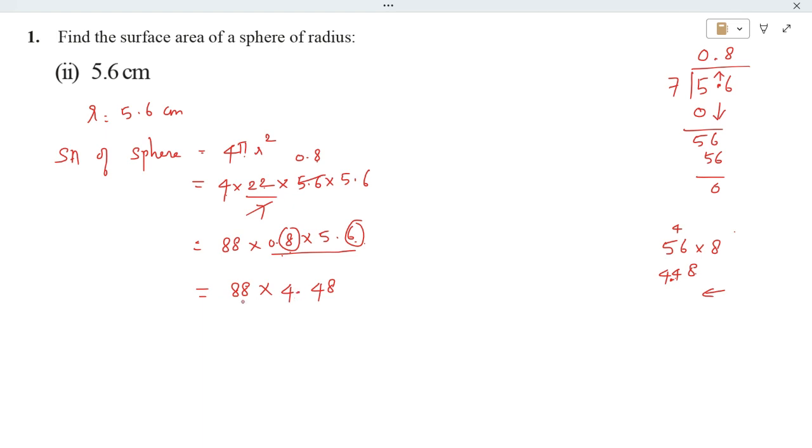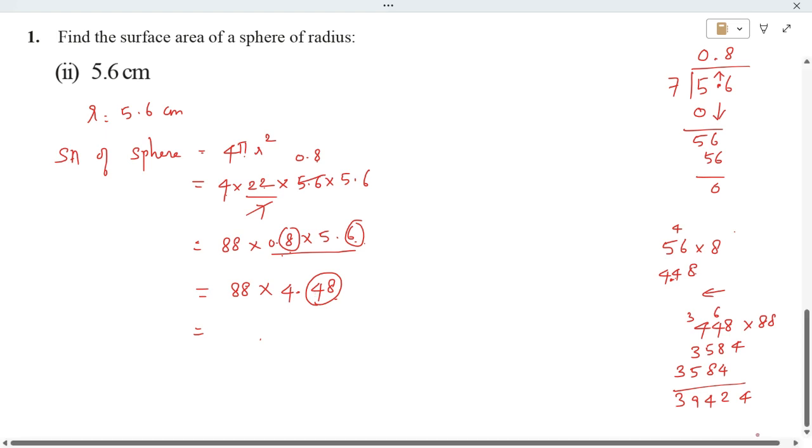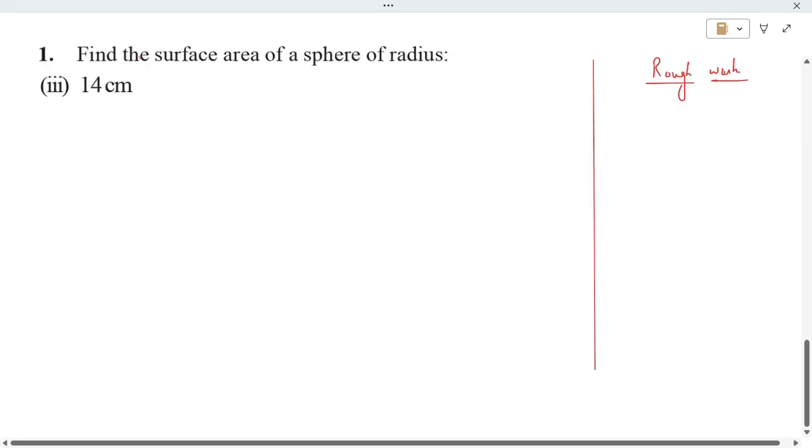Again, when I have to multiply 88 times 4.48, remove the decimal digits. So 448 times 88. So you're getting 39,424. Now count the decimal digits. There are two. So from right, count the two decimal digits and place the decimal point. So it is going to be 394.24 and the unit is centimeter square. Hence the surface area of a sphere for this radius 5.6 is 394.24 centimeter square.